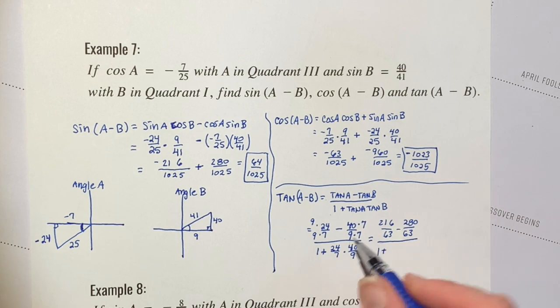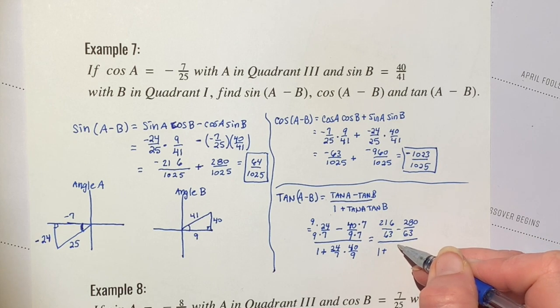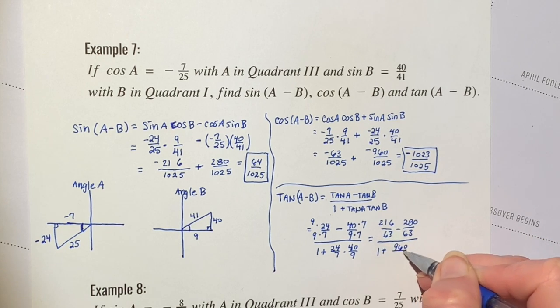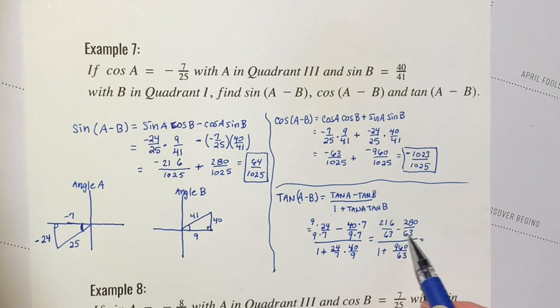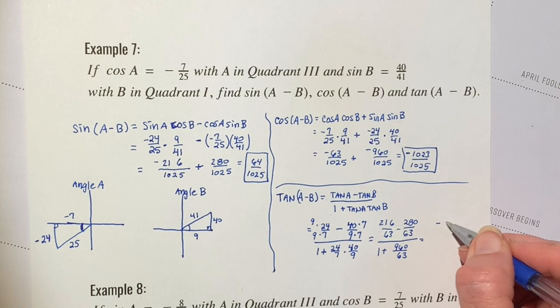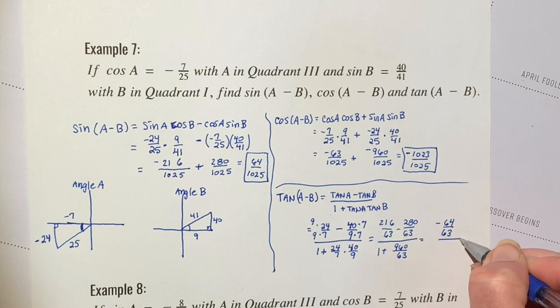All right, and now down here I'm going to go ahead and do 24 times 40. That is 960, and 7 times 9 is 63. Okay. Same denominator, I can combine these together. So this is going to be negative 64 over 63.